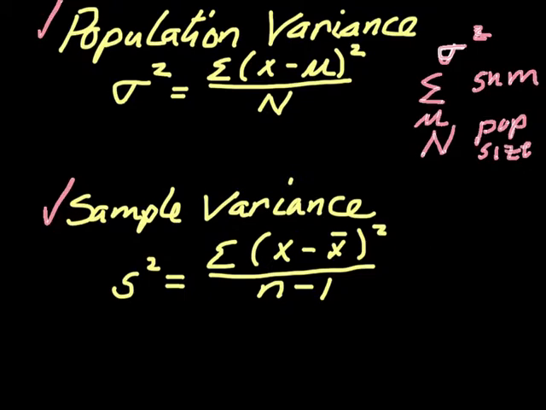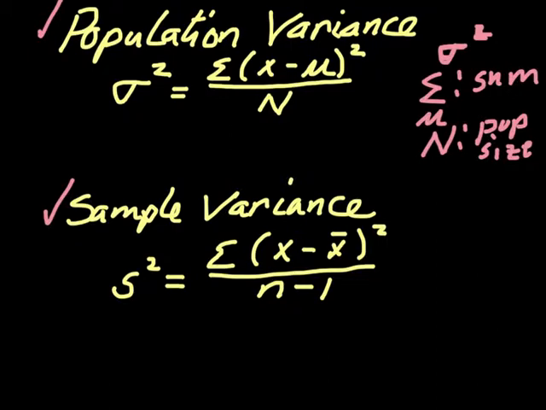To find the population variance, you find the deviation of each point. You take each piece of data in the population, subtract the mean from it, and square that number. Then you add all of those up, and once you add them all up, you divide by the population size.